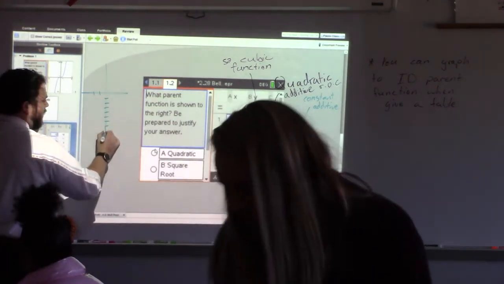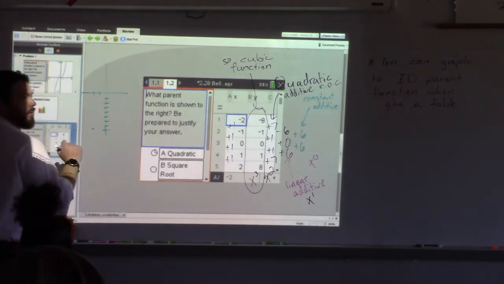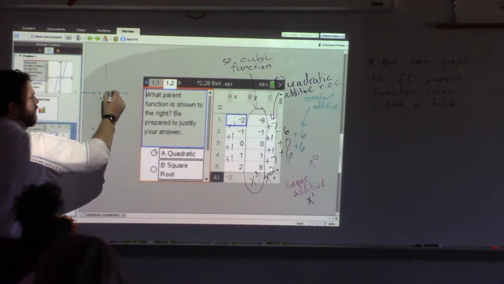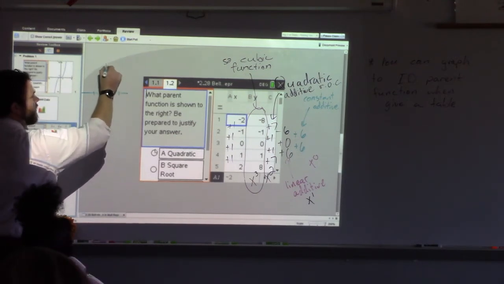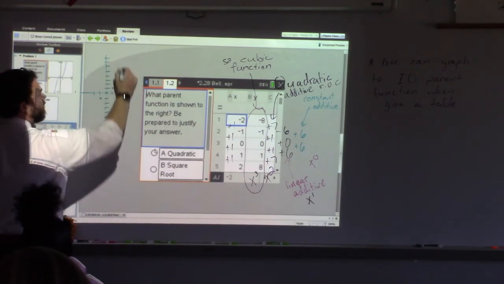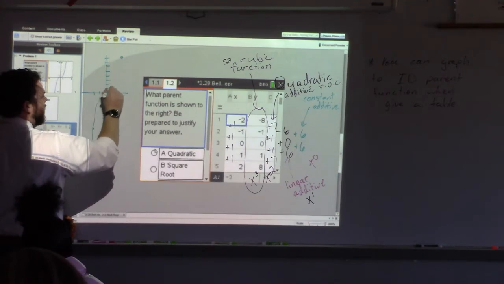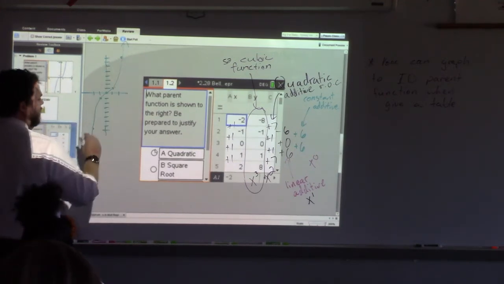So negative 2, negative 8, that's the first point, correct? Yeah. Then negative 1, then 0, 0, and then 1, 1, and 2, 8. Square root. Not square root, bud. It's the same exact function we already identified, a cubic. I don't know why we're getting them mixed up.